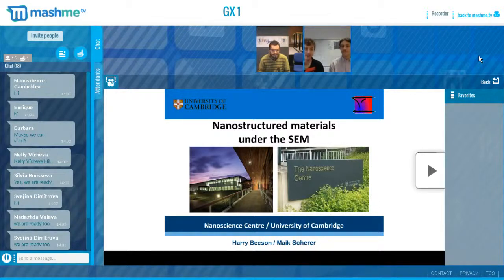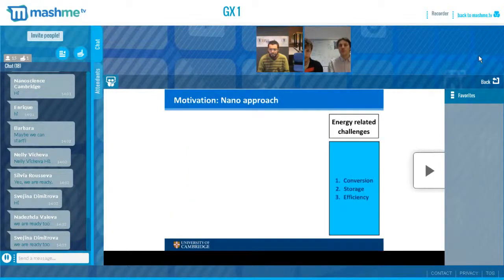Well, I'm Harry. I'm a PhD student here at the University of Cambridge, and Mike is a postdoc. We work partly at the Nanoscience Centre, shown on this slide. Today we're going to be talking about one of the pieces of equipment that we use here, the Electron Microscope. A bit about how it works, what we use it to image, and why those nanomaterials might be interesting. We're going to start with a short introduction to what we are interested in and why we are working on nanoscience.